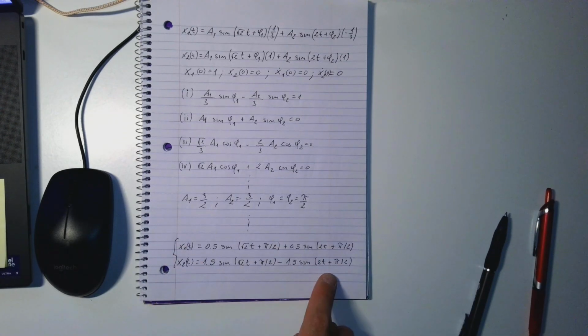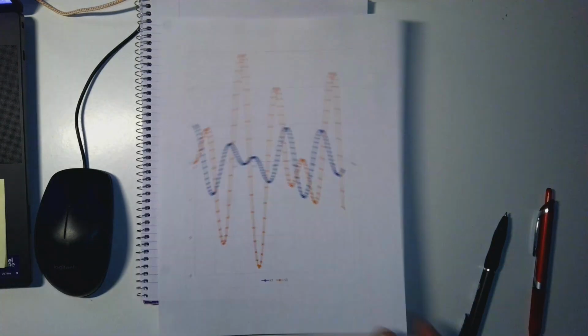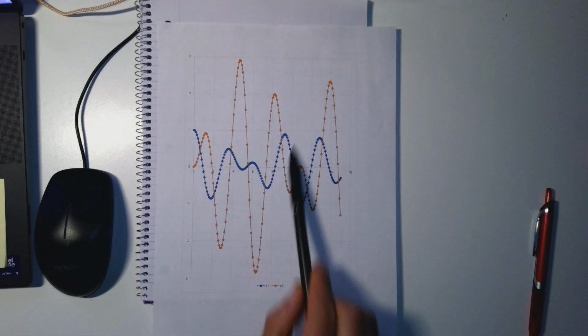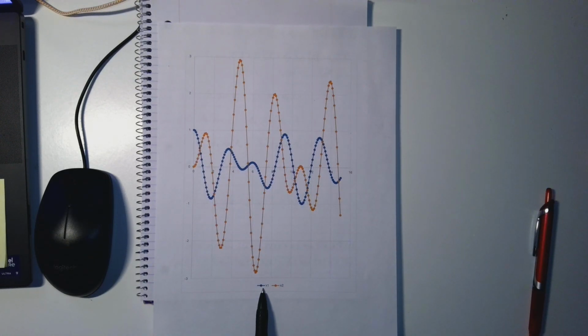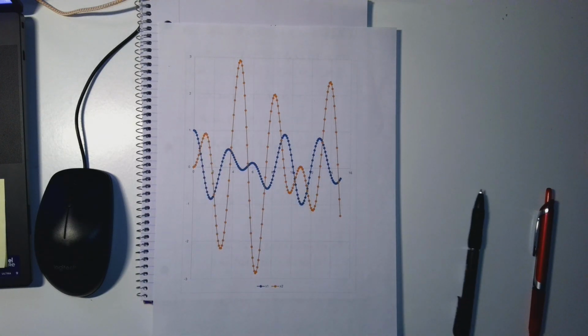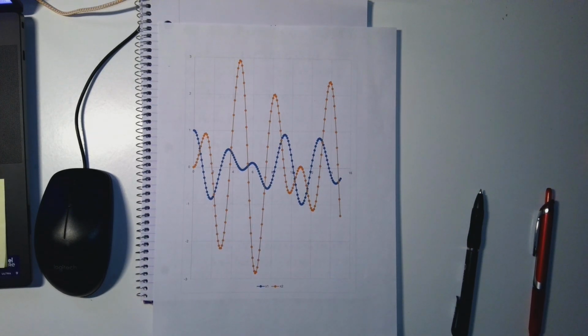So now that we have all these numbers, we can actually plot the two functions, and this is how the plot would look like. Here the dark line is the displacement of mass m1, and the orange line is the displacement of mass m2. Again, of course, this is based on the values of mass and elastic constant that we used before.